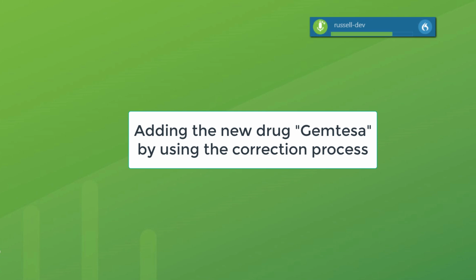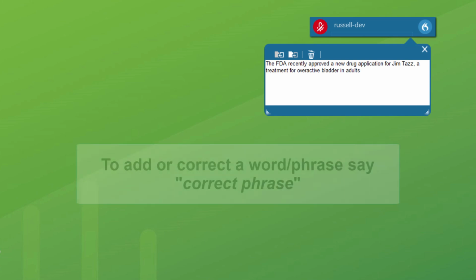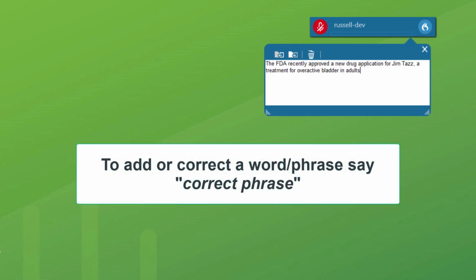The FDA recently approved a new drug application for Gemtesa, a treatment for overactive bladder in adults. So the program got the word wrong because it simply does not know it. In this case, you say correct and then the phrase or the word that is wrong. Correct Gemtesa.